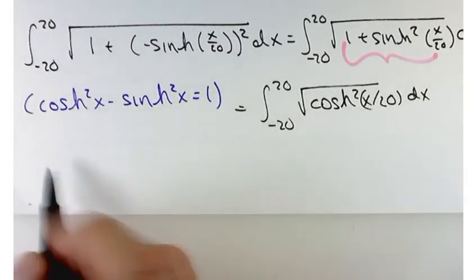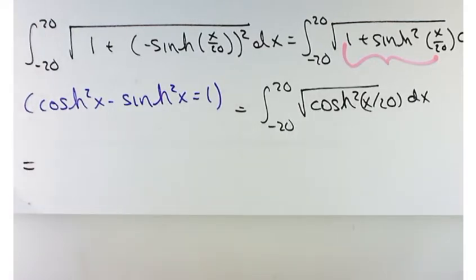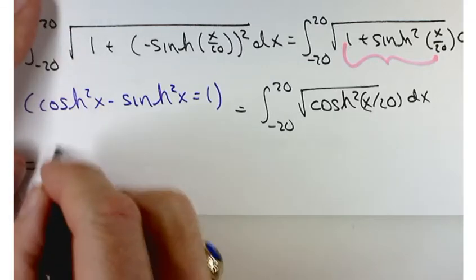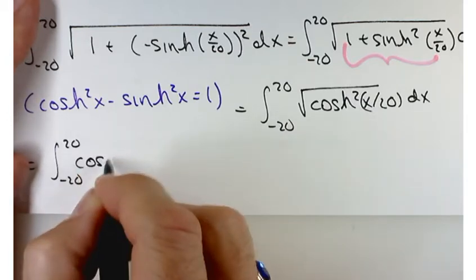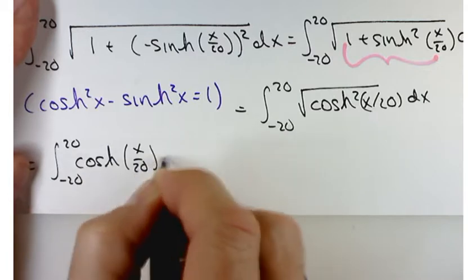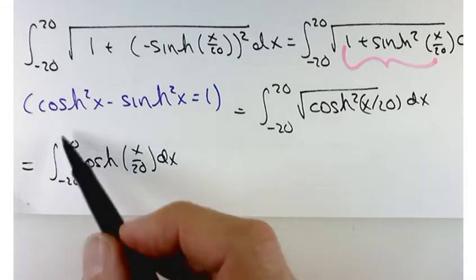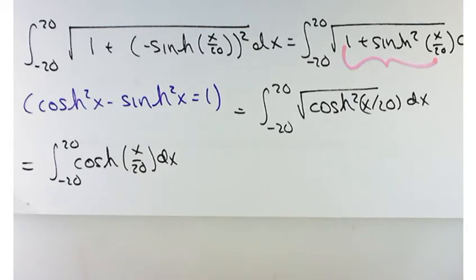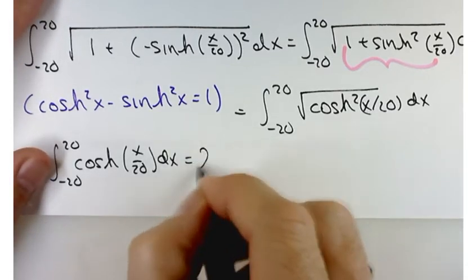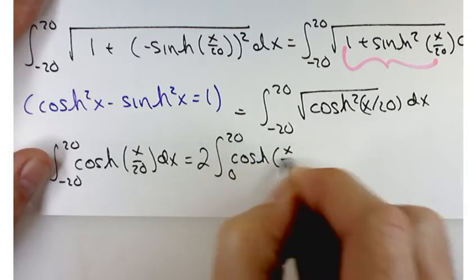Well, that's going to simplify even further. How does that term simplify? Just cosh x, right? Integral from negative 20 to 20 of cosh of x over 20. We probably could have done it earlier, but we can certainly do it now. Cosh is an even function. You have an even function over a symmetric interval. So we can double this and go from 0 to 20 of cosh of x over 20.